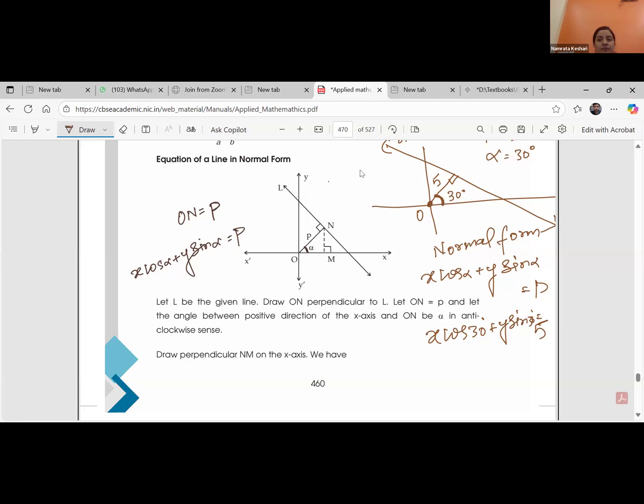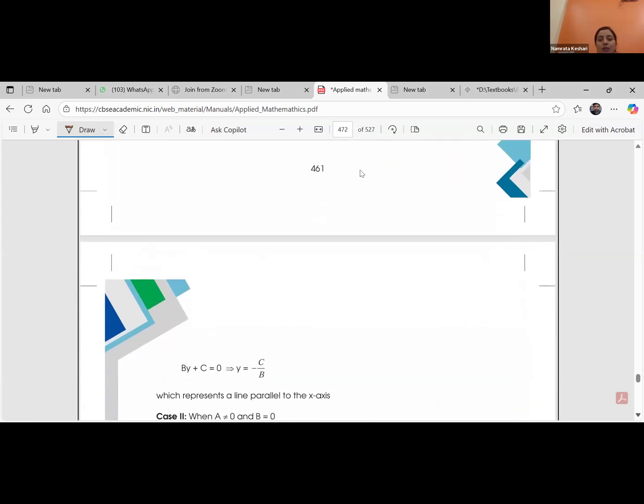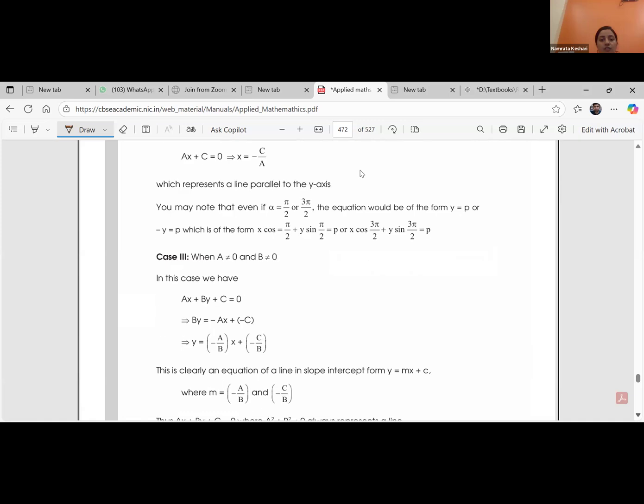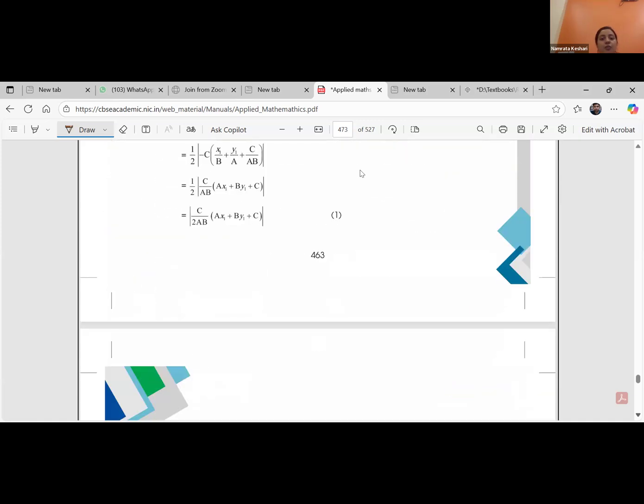Yes, ma'am. Okay. So if you understood the normal form, then we are doing one question where we already have an equation given to us and we have to represent it in the normal form.